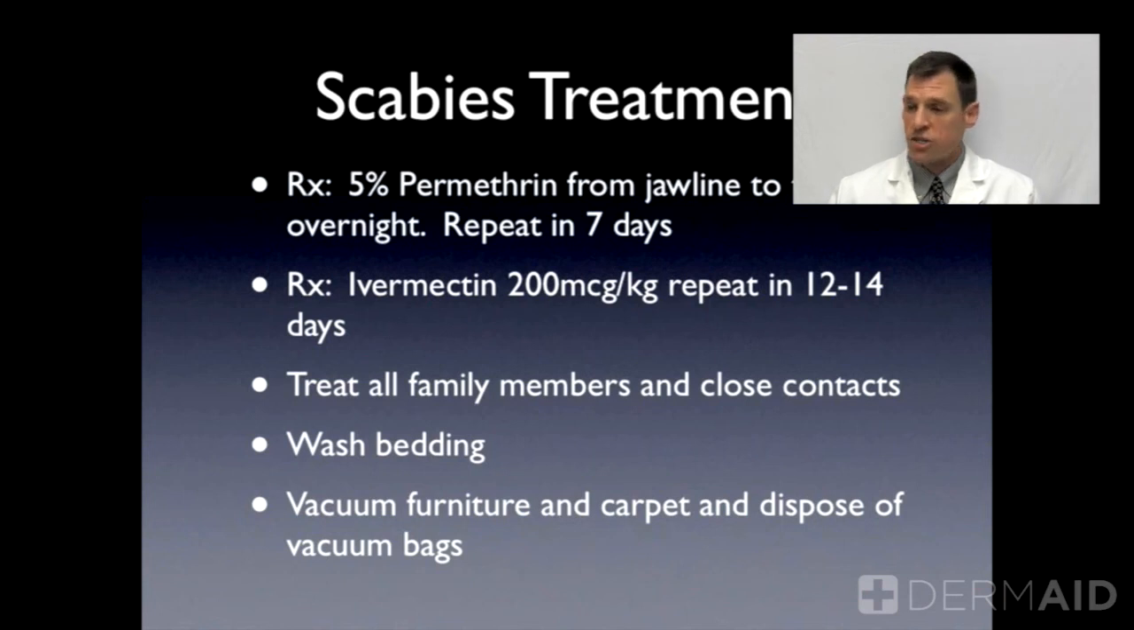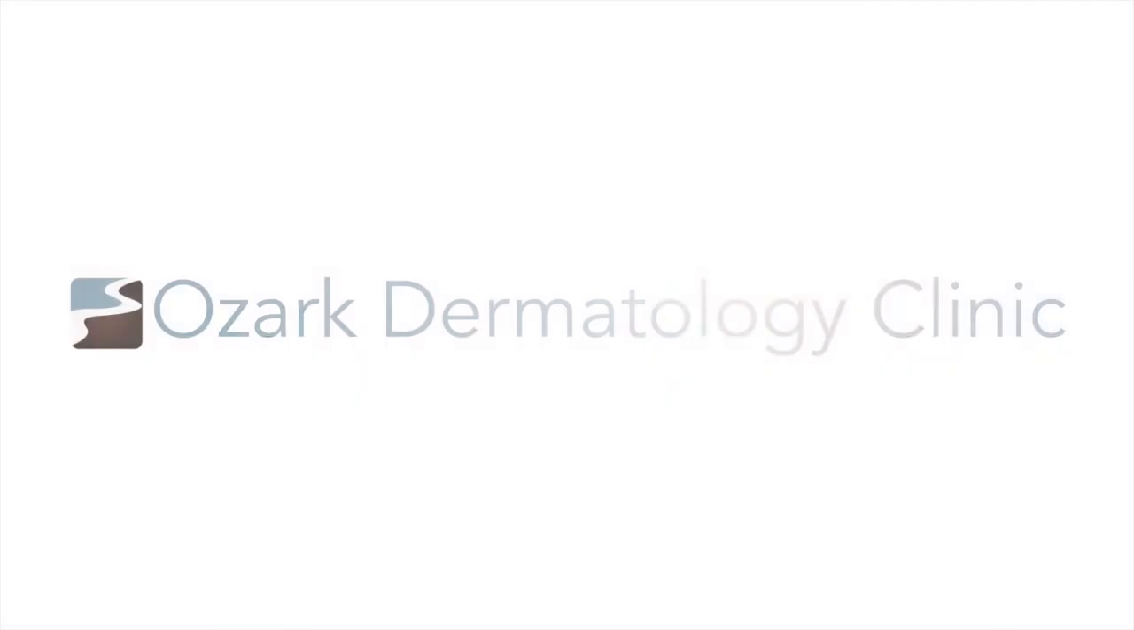There's an oral medication called ivermectin, which can be used in more resistant cases. One dose at 200 micrograms per kilogram, and that's repeated in about 12 to 14 days. All family members in close contact should be treated as well, and it's best to treat people in a synchronized fashion. Everyone should be treated on the same day.